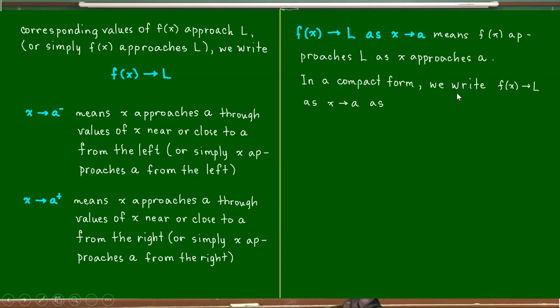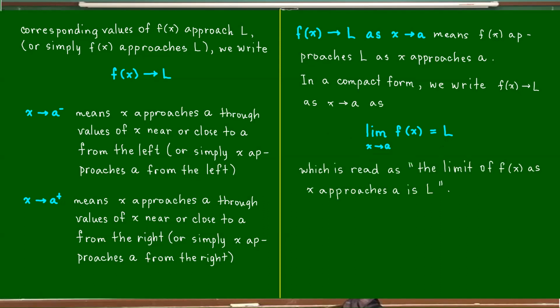In a compact form, we can write this as what? f of x approaches L as x approaches a as the limit of f of x as x approaches a is equal to L. So this statement written in symbolic form is the same as the limit of f of x as x approaches a is equal to L. Is that clear, guys? And this is read as: the limit of f of x as x approaches a is L. Okay, guys?